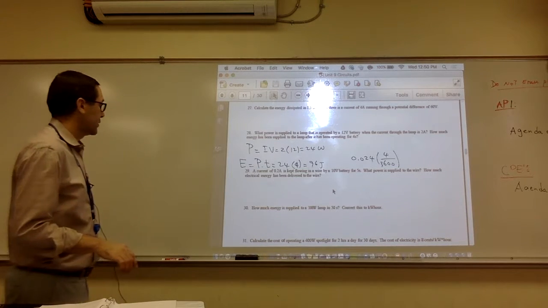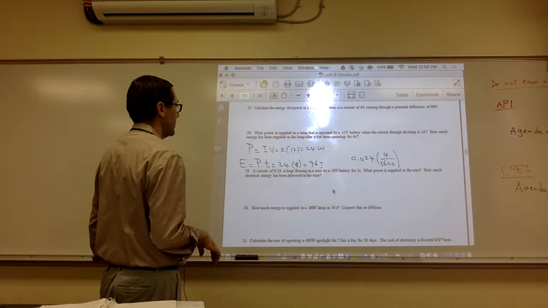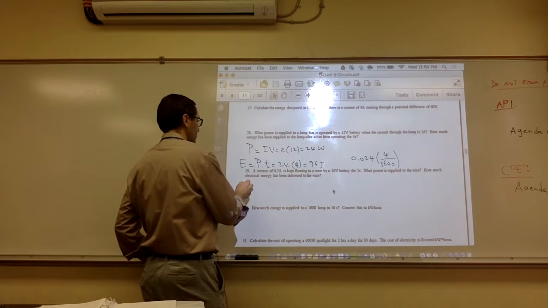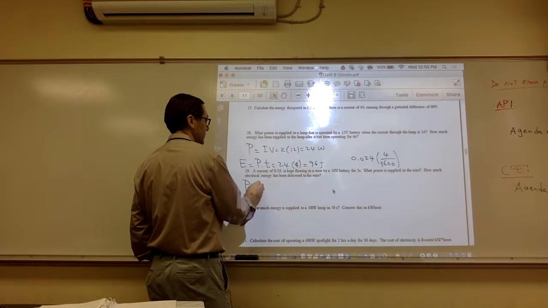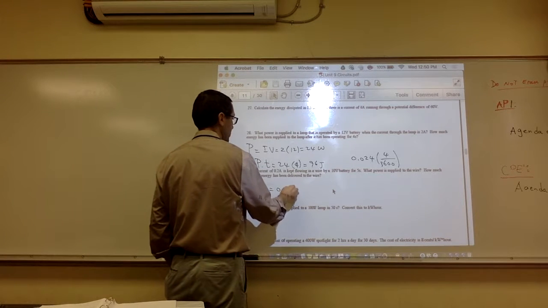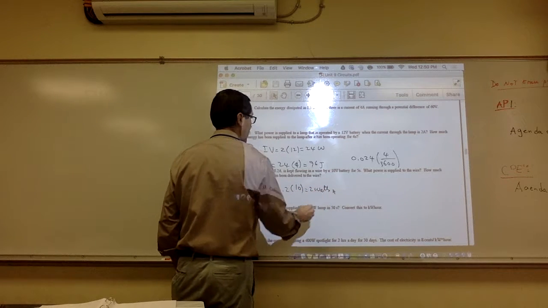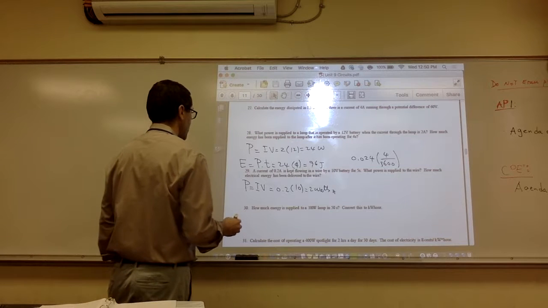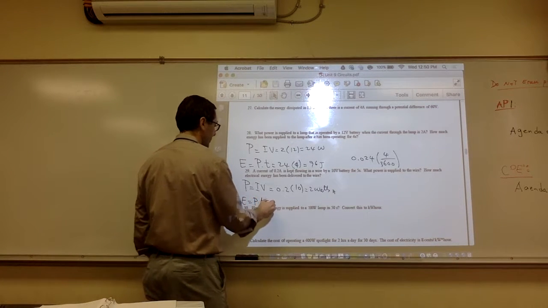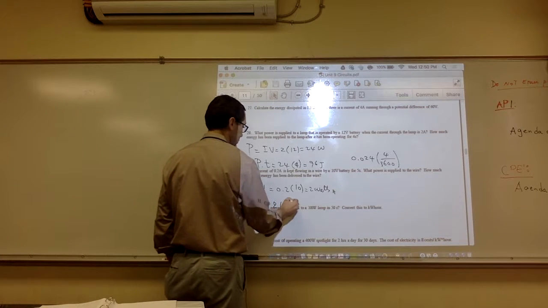Yep. Okay, 29. A current of 0.2 amps is kept flowing in a wire by a 10-volt battery for 5 seconds. What power is supplied to the wire? P is IV equals 0.2 times 10, so that should be 2 watts. How much energy? Well, energy is power times time, which is 2 times 5, so that should be 10 joules.